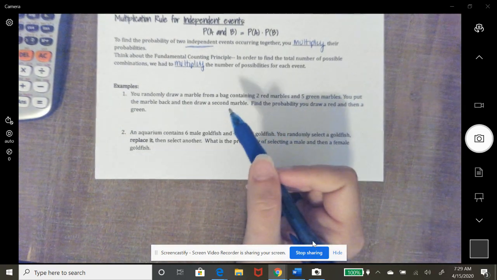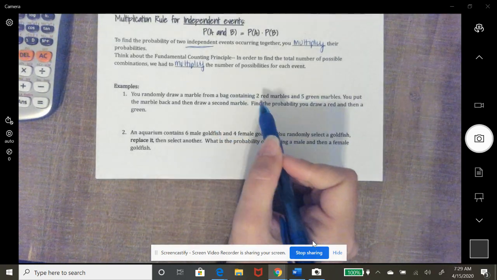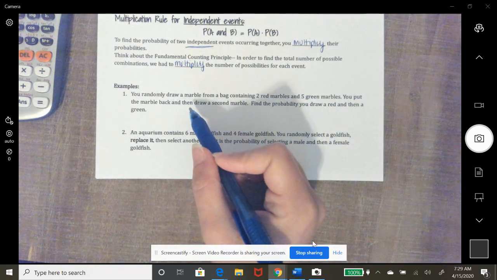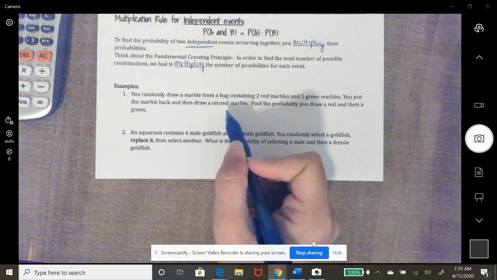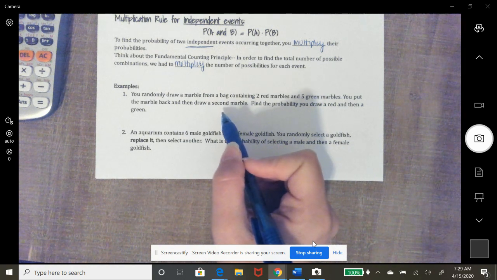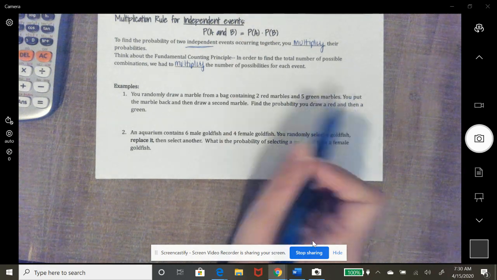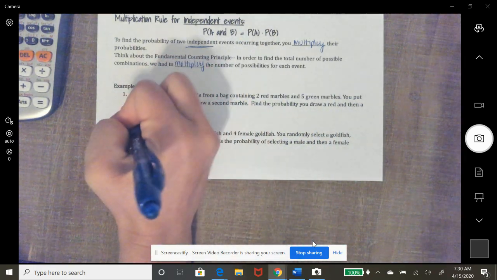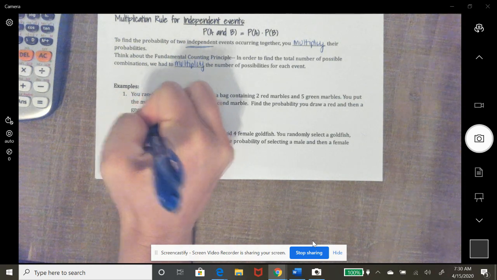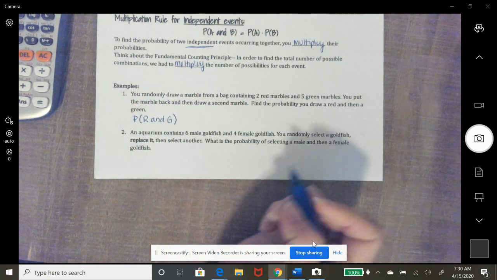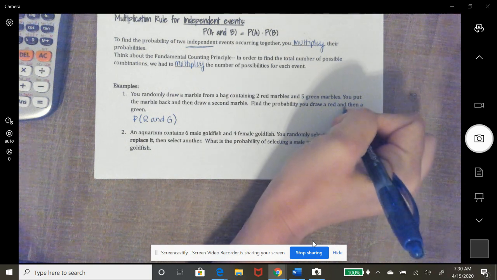So you randomly draw a marble from a bag containing 2 red marbles and 5 green marbles. You put the marble back and then draw a second marble. So you can see 2 things are happening. And since we put the marble back, that's independent. So find the probability you draw a red and then a green. So we want the probability we draw a red and then a green. And the key word on these is you'll always see this and.